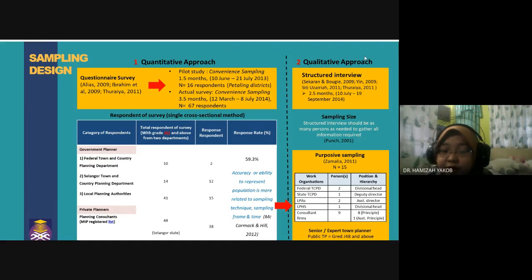For the qualitative approach, there are 15 respondents, those in the positions as mentioned in the slide.